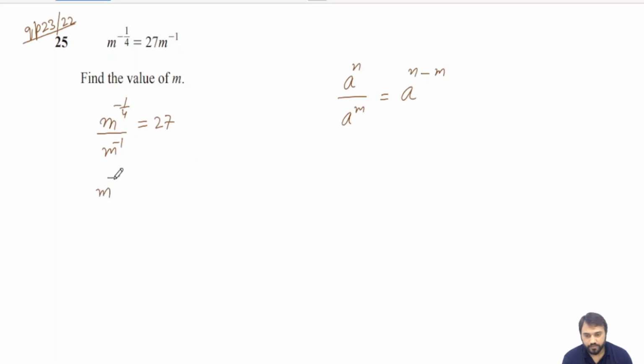m raised to power minus 1 over 4 minus, and the power is again the negative 1. 27 remains the same. We are going to simplify it. m raised to power minus 1 over 4 minus into minus, that makes plus. Okay. And take the LCM. The LCM will be 4. So minus 1 plus 4. These are all the questions related to paper 2, in which you are not allowed to use your calculator. So 4 minus 1, that is equal to 3. 3 over 4 is equal to 27.